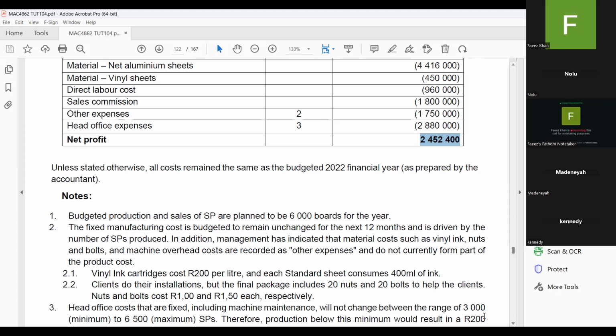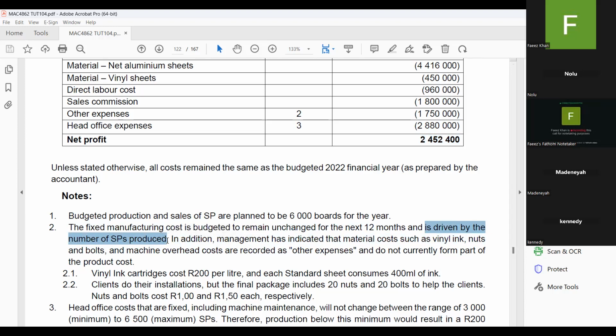The one thing I just want to bring to your attention is that, take note, the fixed manufacturing overhead cost is budgeted to remain unchanged for the next 12 months. The important part is that it is driven by the number of SPs produced. So remember, what is SP? Standard package. So the number of standard packages produced.